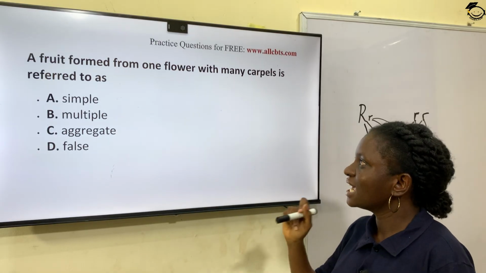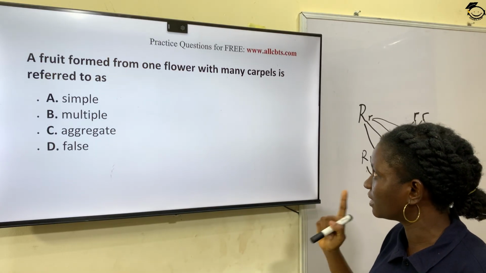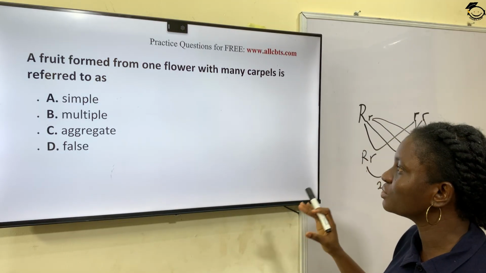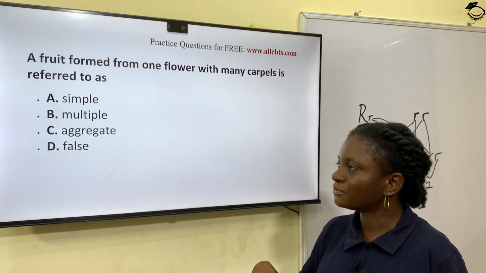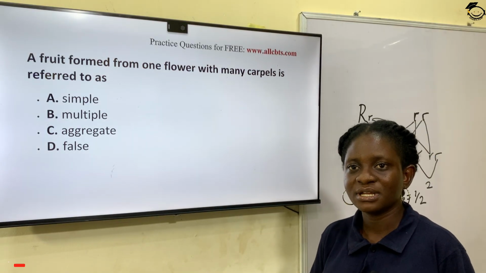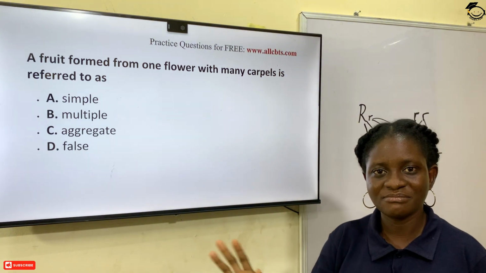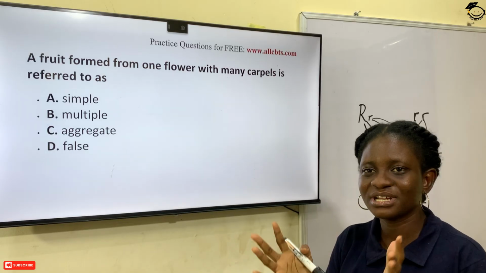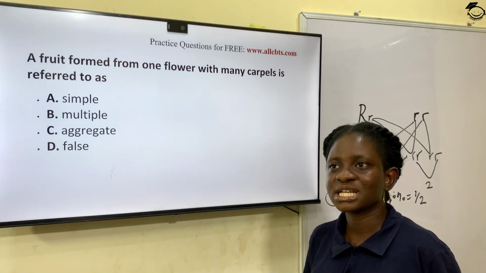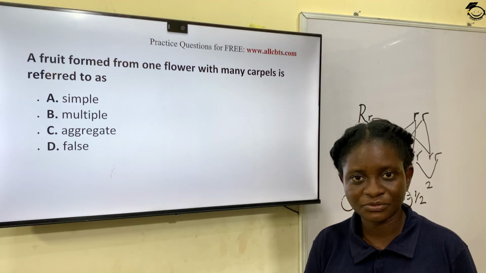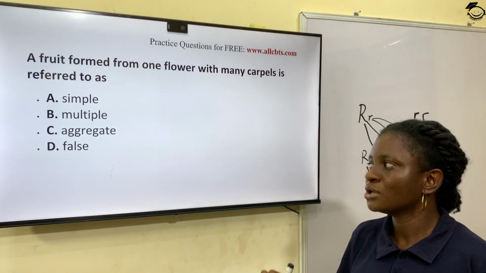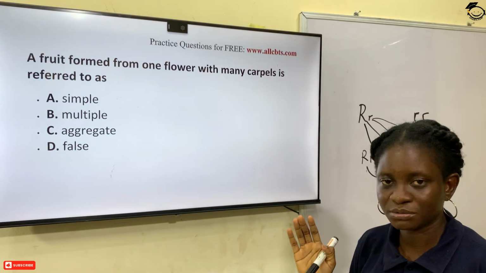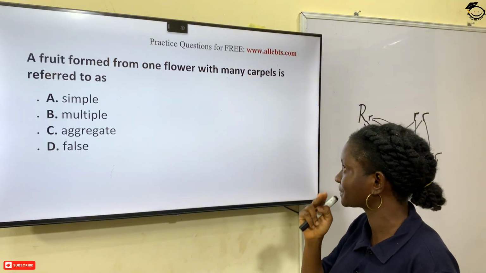Next question. A fruit formed from one flower with many carpels is referred to as, well, it's a fruit that is formed from one flower with many carpels. That's known as, the many means aggregates. They are known as aggregates of fruit. Just think of berry fruit. It has a lot of fruit. So they are known as aggregate fruit. Option C is the correct answer.